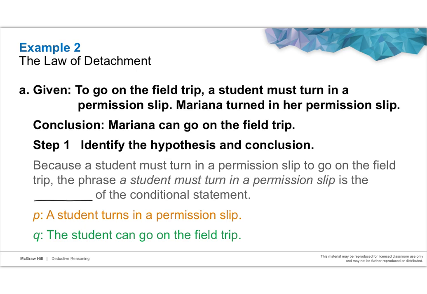So step one says to identify a hypothesis and a conclusion. Because a student must turn in a permission slip to go on the field trip, that phrase, a student must turn in a permission slip, is the hypothesis, right? What has to be true first, the hypothesis of the conditional statement. So you see in our orange P statement, a student turns in a permission slip. Q, the student can go on the field trip, breaking this into hypothesis and conclusion.